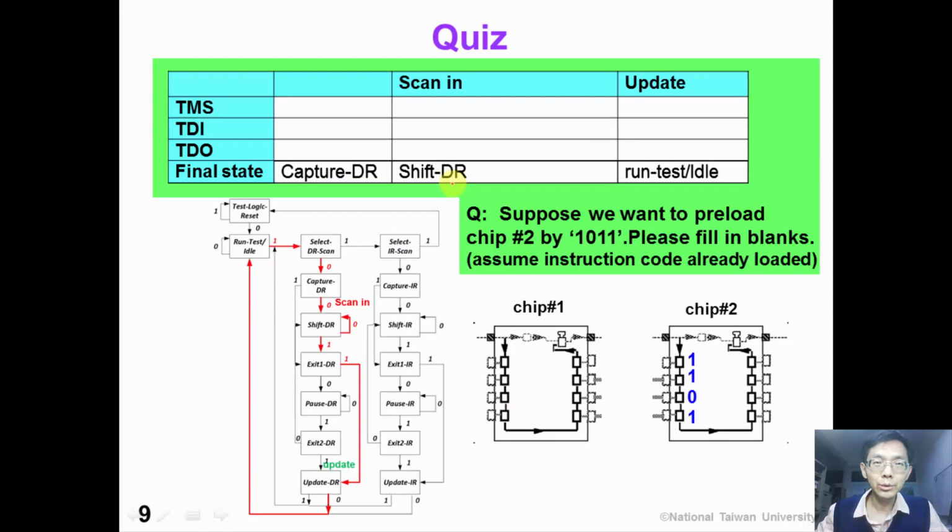Now it's time for you to work on this quiz. Suppose we want to preload chip number 2 by the value 1011. Please fill in the blank in this table starting from the run idle state. Now please pause the video and work on this problem.